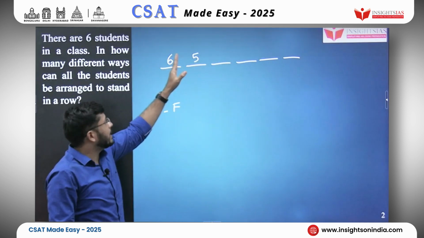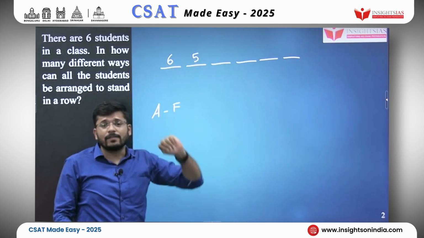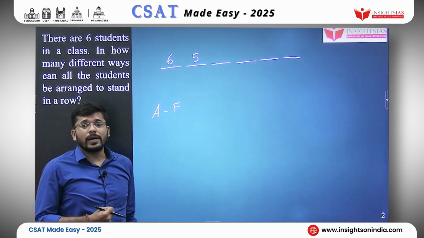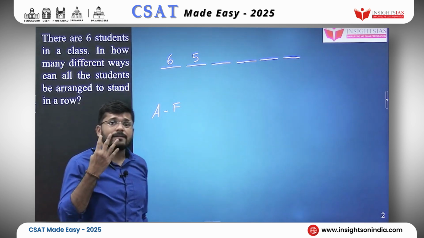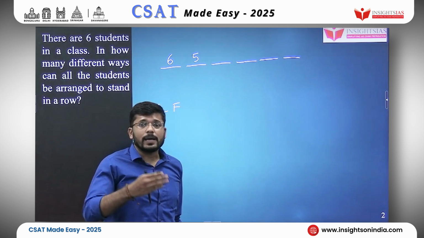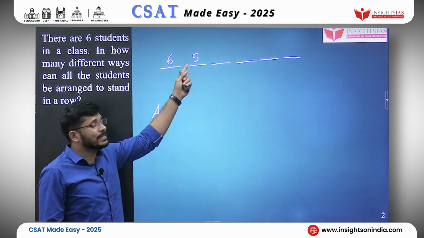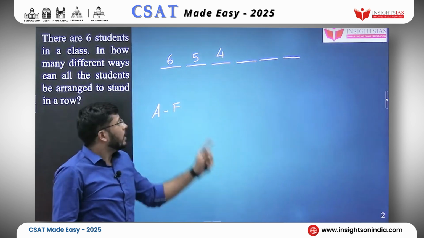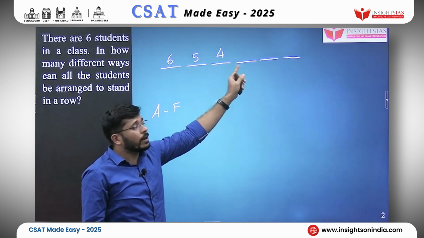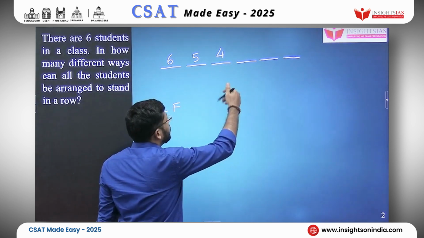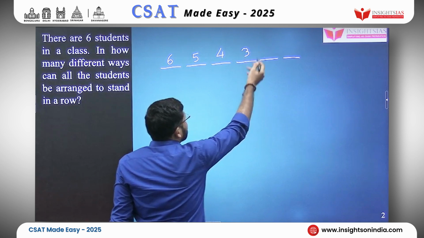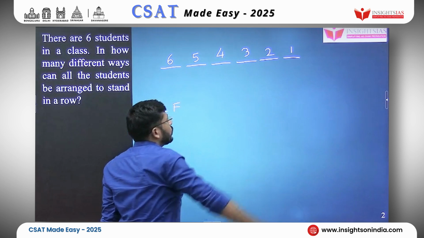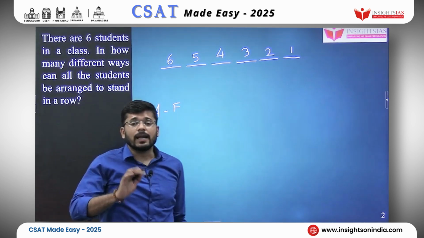Now F is standing here and E is standing here and we are left with 4 more people and we have to fill the third position. How many options do we have to fill the third position? We have 4 options only. A, B, C and D, because F is here, E is here. So we have only 4 options to fill the third position. Now 3 persons are standing, so we need to fill 3 more positions using 3 more people. So here we will have 3 options, here we will have 2 options, and ultimately we will be left with only 1 person. So only 1 option for the last position.